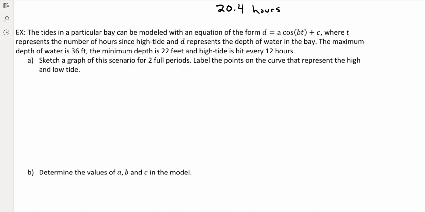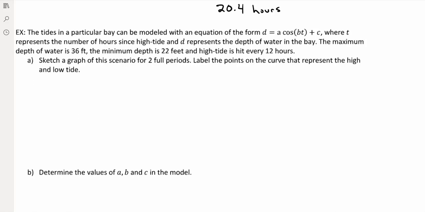All right, last one. The tides in a particular bay can be modeled with an equation of the form D is equal to A cos B times T plus C, where T represents the number of hours since high tide, and D represents the depth of water in the bay. The maximum depth of water is 36 feet. The minimum depth is 22 feet, and high tide hits every 12 hours. Sketch a graph of the scenario for 2 full periods. Label the points on the curve that represent the high and low tides.